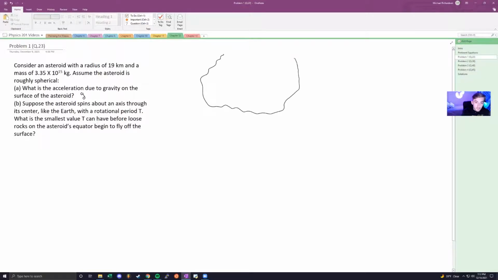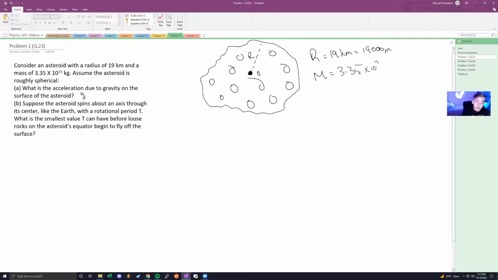So let's draw this asteroid right here. Let's say it's roughly spherical. We have all these little crater marks. And let's assume this is our center point, and from the center all the way to the edge we have some distance r. This r value is equal to 19 kilometers, which is 19,000 meters. The mass of the asteroid we're given is 3.35 times 10 to the 15th kilograms.